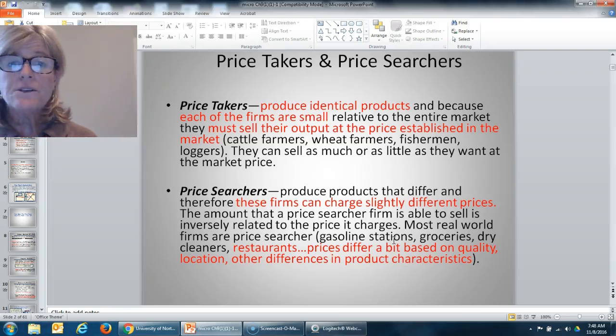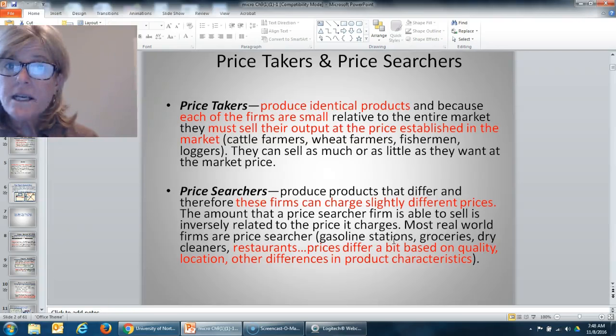All right, so price takers versus price searchers. Price takers, they are going to produce an absolutely identical product. And this is probably the most important characteristic for a price taker. Each of the firms are small relative to the entire world market, and they're going to sell all of their output at the going market price.